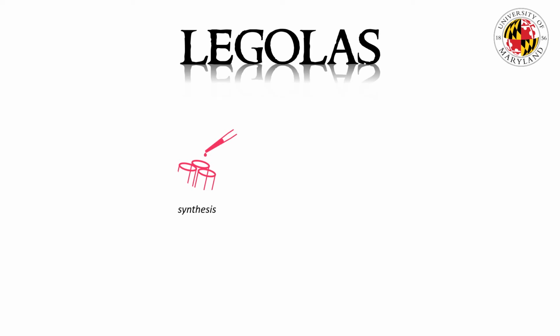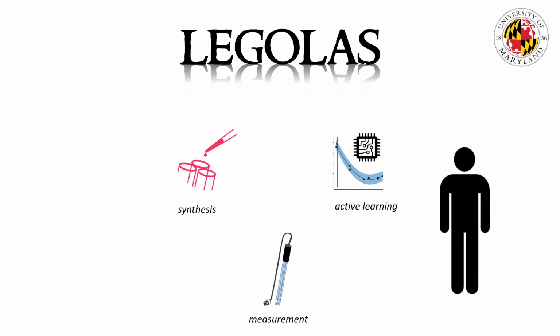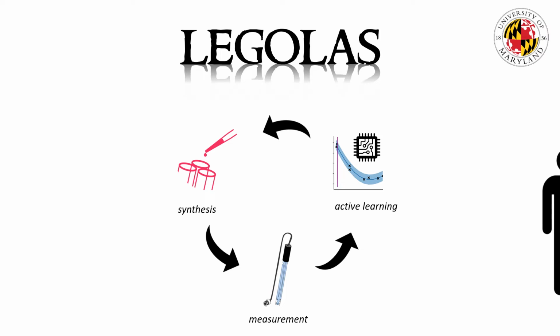LEGOLAS itself is capable of sample synthesis, measurement of these samples, and then using active learning to decide which samples to create and measure next. This all can be set up and controlled by the experimenter, but uniquely, the experimenter can then leave after setting this up in a closed-loop cycle.